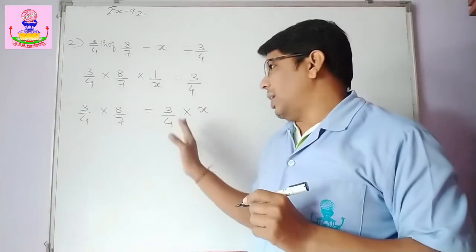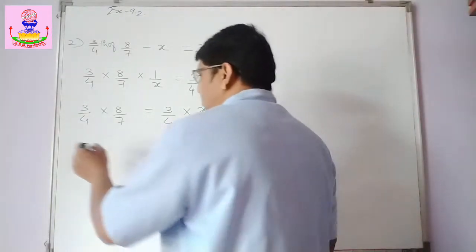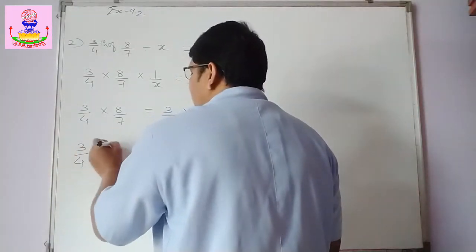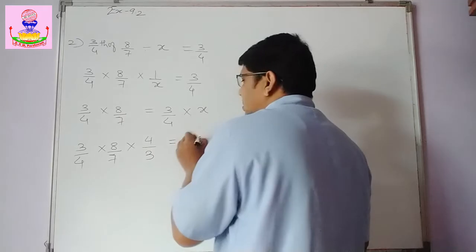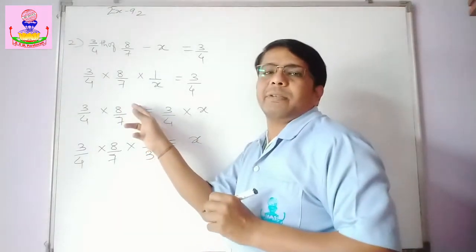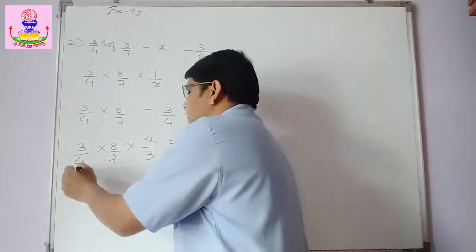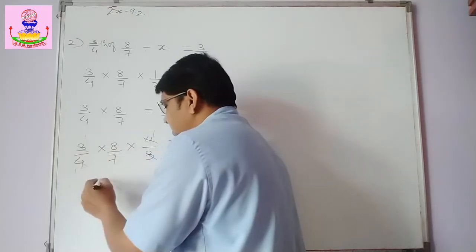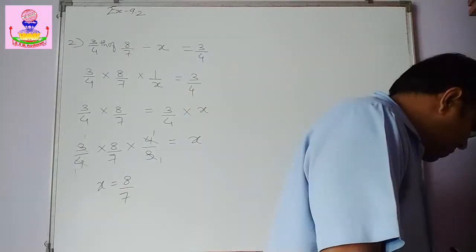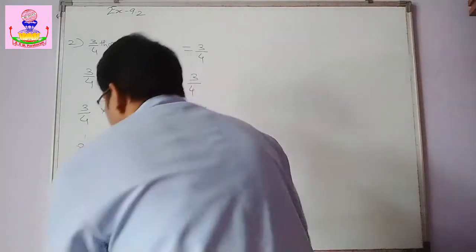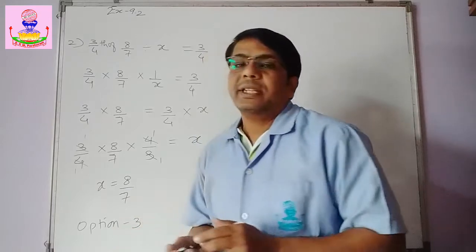Now see, same number with same signs on opposite sides will get cancelled. You will come to know. See here, 3 upon 4 into 8 upon 7. When this comes to this side, this will become 4 upon 3, that is equal to x. This 4 comes here, it becomes multiplication, and this 3 becomes division. So 4 upon 3. So 4 one the 4, 3 one the 3. So the answer is x is equal to 8 upon 7. So option number third, 8 upon 7. That is the right answer. Okay. Now next example.